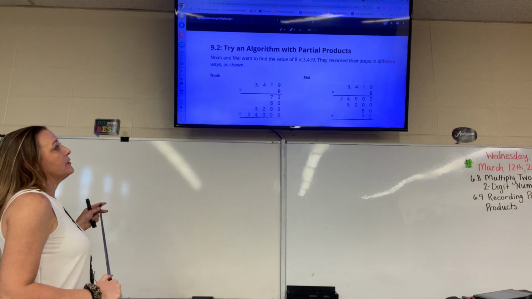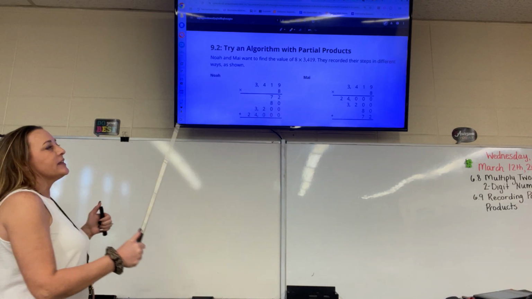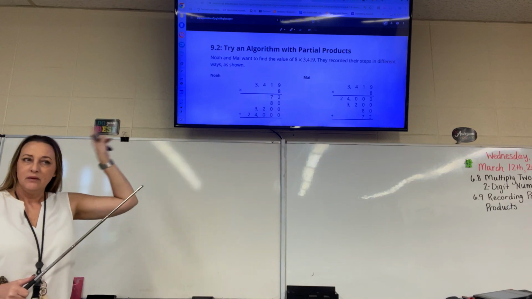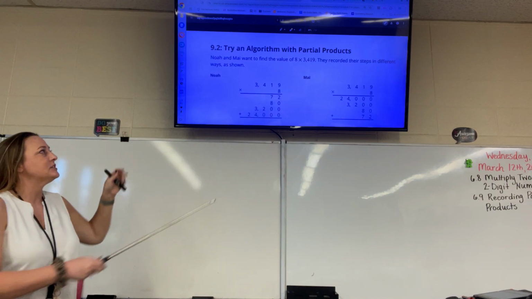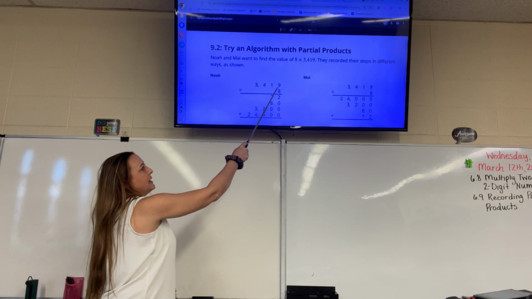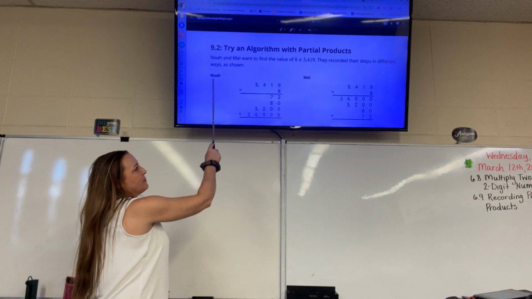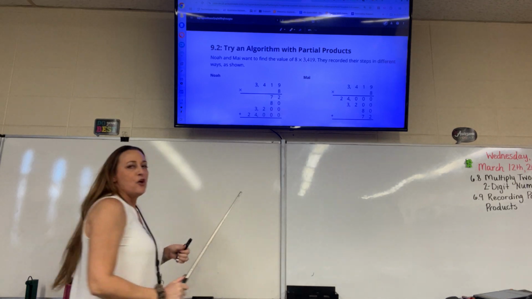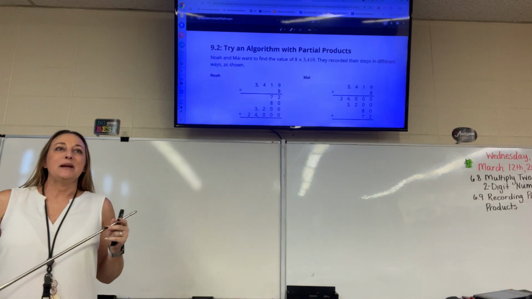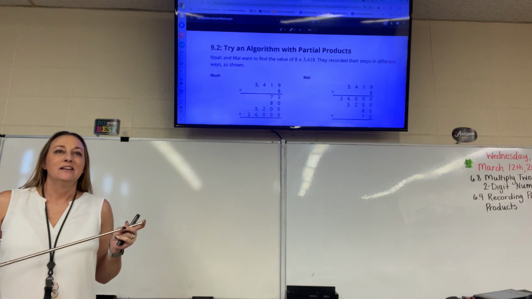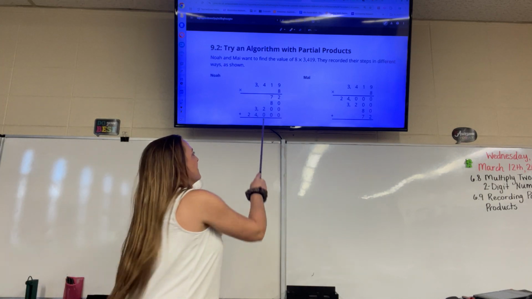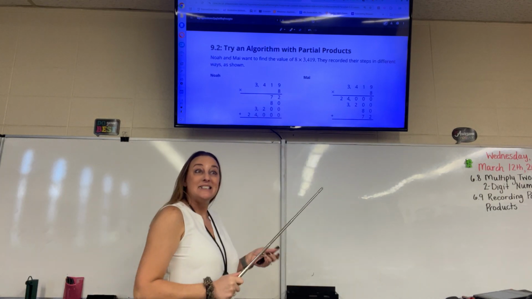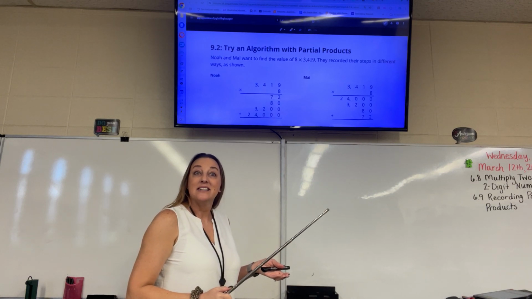Try an algorithm with partial products. Look at these two problems. Tell me what, so we've got 3,419 times 8, Noah's method. 3,419 times 8, Mai's method. What's the difference? Mary, do you see it? The bigger number is on the bottom of Noah's and the bigger number is on the top of Mai's. Exactly right, but they're the exact same numbers.